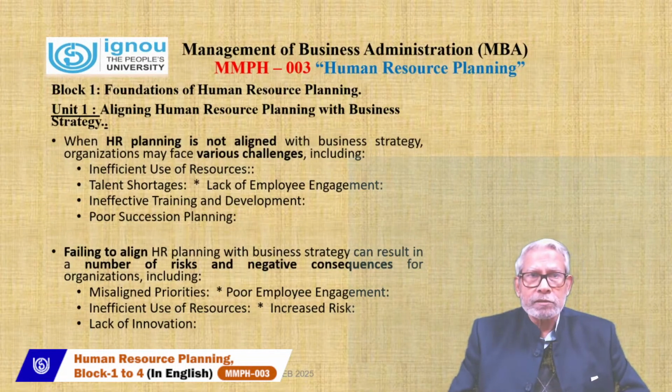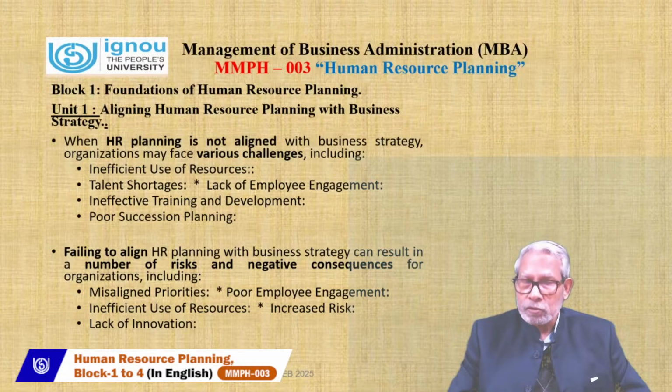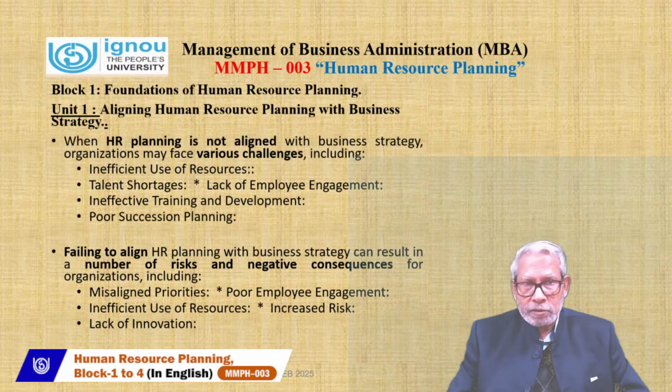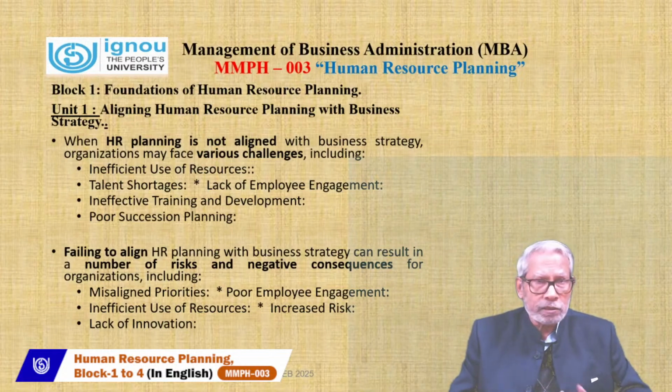Now, when HR planning is not aligned, what will happen? Definitely there will be insufficient resources. It may create various challenges: talent shortages, lack of employee engagement, ineffective training and development, poor succession planning. If all these things exist, then it will be very troublesome. It will be a problem. You cannot align your HR plan. Or if all these things are absent, then also there are problems.